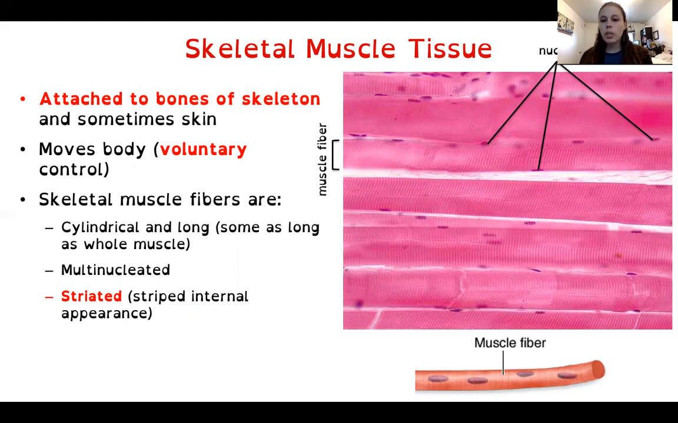So these are the three main characteristics, and that's how you can identify skeletal muscle tissue. Parallel muscle fibers that are very long, that have multiple nuclei, and that have striations.